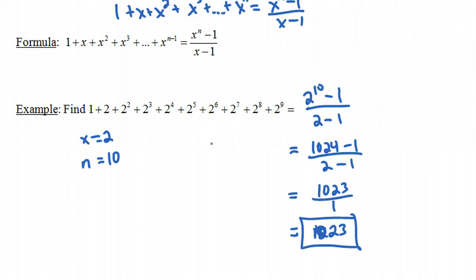And it would be even more beneficial if we had a longer expression, which would take a really long time to add all these up. So this formula makes some calculations simpler. And in particular, when we talk about annuities and mortgages, this formula is going to be useful.